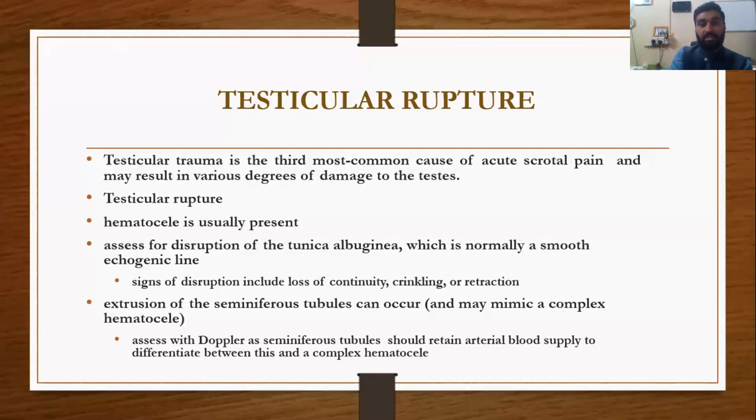Well, here comes testicular rupture. Testicular trauma is the third most common cause of acute scrotal pain and may result in various degrees of damage to the testis. Hematocele is usually present. Assess for disruption of the tunica vaginalis. The point to be noticed is disruption, discontinuity, crinkling, or retraction in the tunica albuginea.